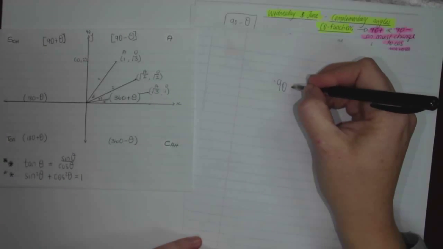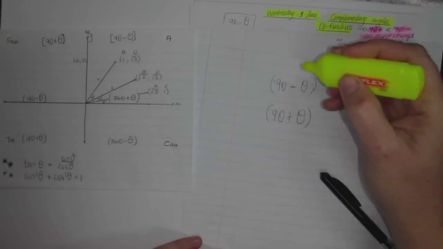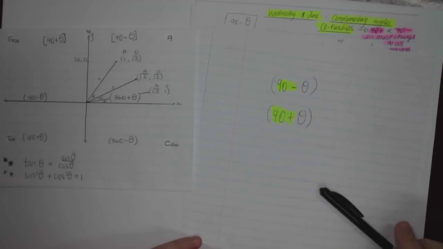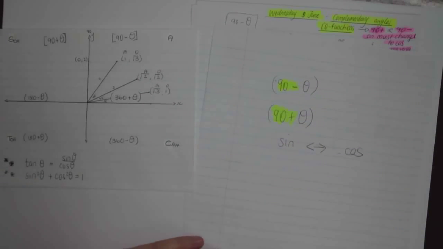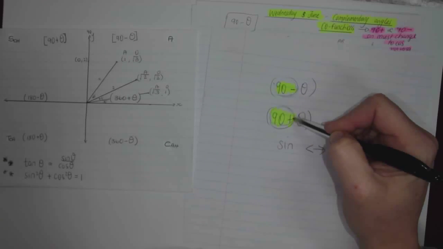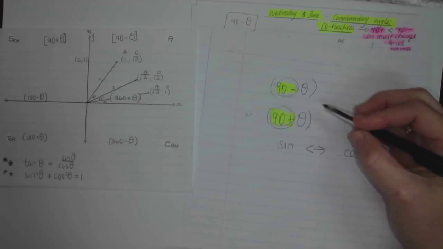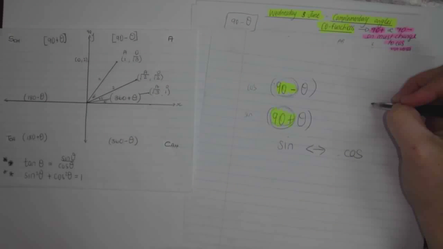When I have 90 minus theta, or I have 90 plus theta, sine must change to cos, or cos must change to sine. The question is, will it change with a negative added, or will it remain positive? We're going to look at that. Whenever I have 90 minus or 90 plus, if it was given as sine, it needs to change to cos. If it was given as cos, it needs to change to sine.